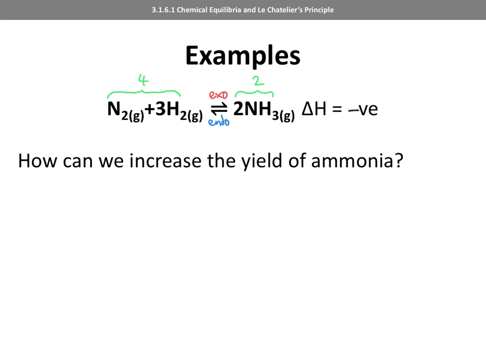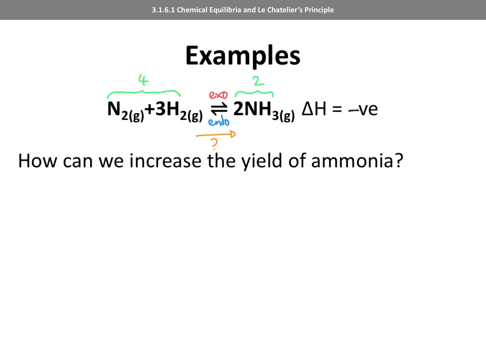We're being asked about how we can increase the yield of ammonia. So that basically means how can we increase the amount of ammonia that we make. Yield just means how much you're making. That means we want to shift the position of equilibrium to the right. So let's consider the energy, or changing the temperature first. The forward reaction is exothermic, so we want to favour that reaction. We want to shift it to the right.